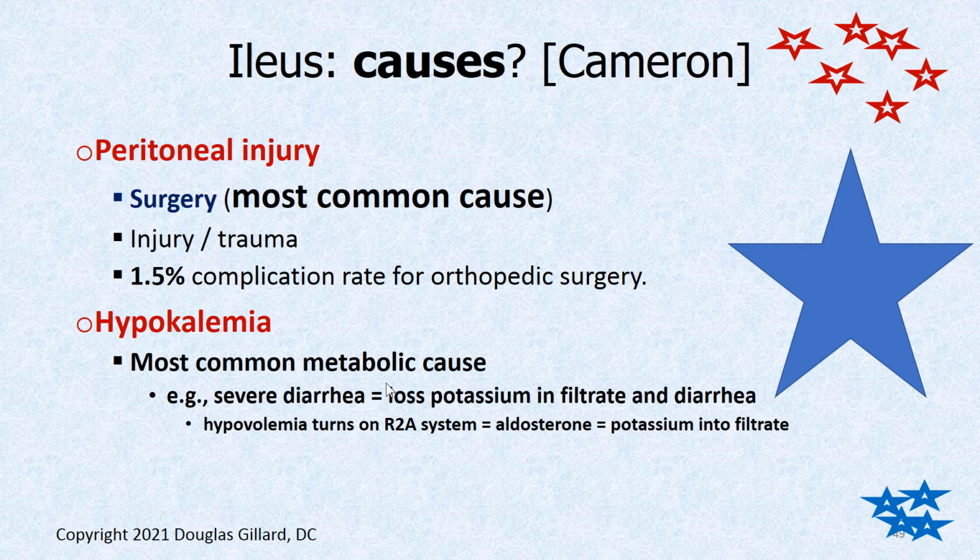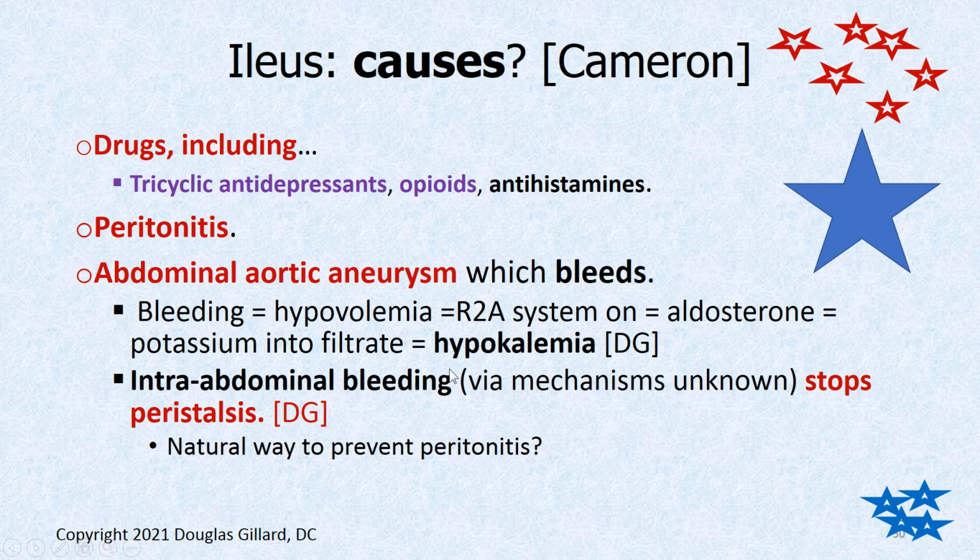Hypokalemia, which is one of the complications of mechanical small bowel obstruction, can actually stimulate ileus. So some people with small bowel obstruction can end up having complete bowel obstruction from paralytic ileus because of the hypokalemia. Hypokalemia is the most common metabolic cause of ileus.